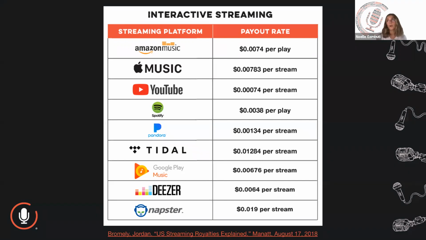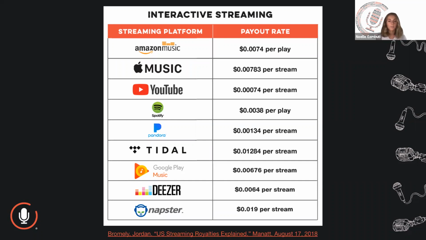Something important to mention about streaming rates is that this streaming rate is not just for publishing. These streaming rates that you see here are then broken down into what the master recording revenue would be, and then what the publishing revenue would be. The master recording revenue gets paid out through your distributor or your label, and for the publishing revenue, you'd be working with your publisher to make sure you're collecting.